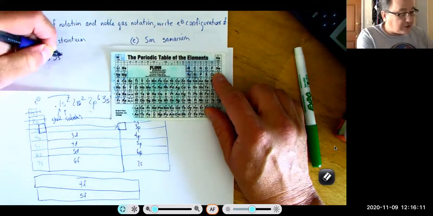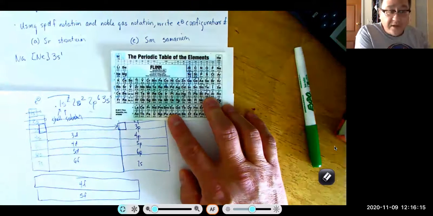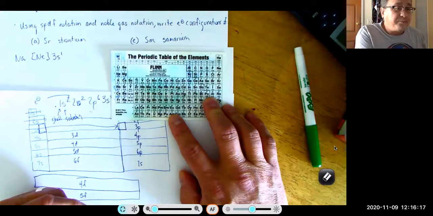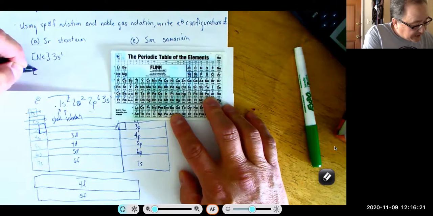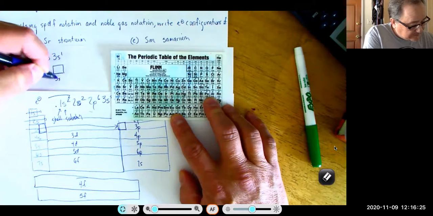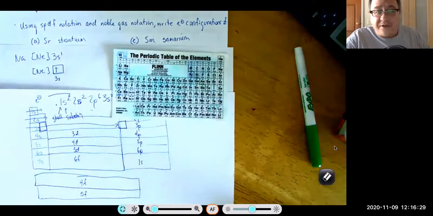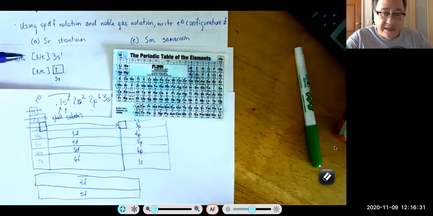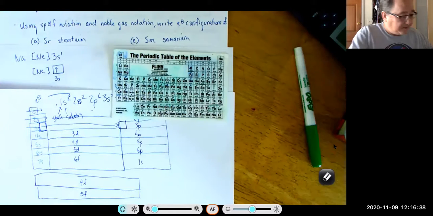3s1. This is called the SPDF noble gas notation. There's also the orbital box noble gas notation, in which case this would look like this. Are there any questions about the noble gas configuration combined with either SPDF or orbital box? Are we good with that? Okay, so let me show you how to get there.